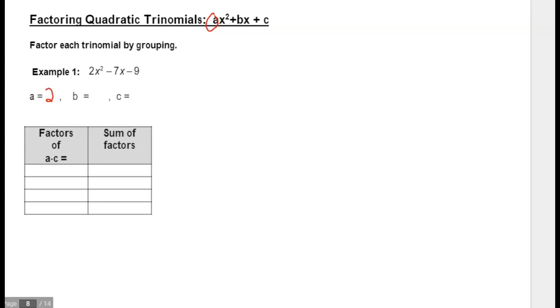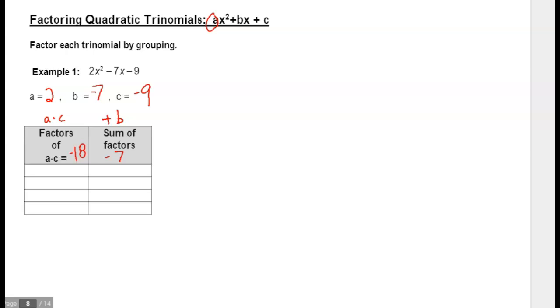You identify your a, your b, and your c. So my a times c in this case equals negative 18. And my b is negative 7. Okay. Remember, that's what we're supposed to do. We got to do a times c that adds to get b.